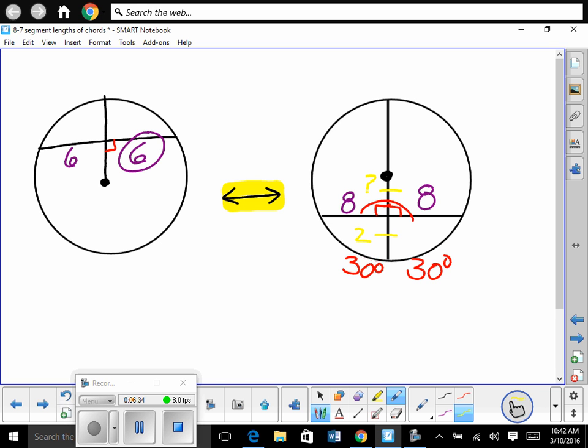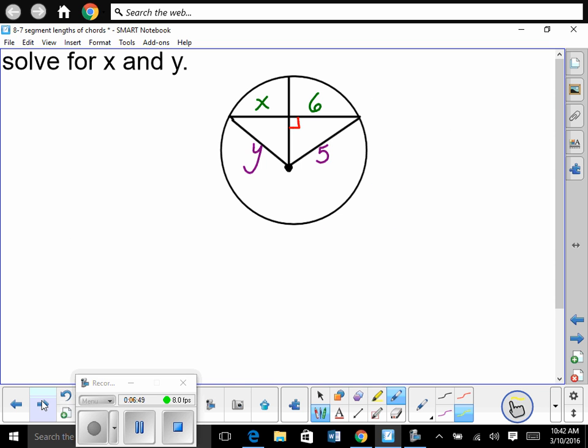I hate yellow. See the other side of the 90-degree angle, would that be 30? No, this is an arc. I see what you're saying. This was 30 and this was 30. Those are arcs. No. Okay. Okay. Okay, here we go.